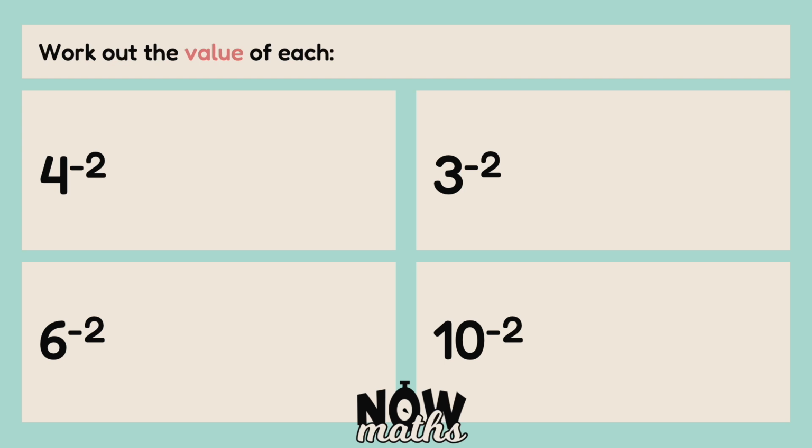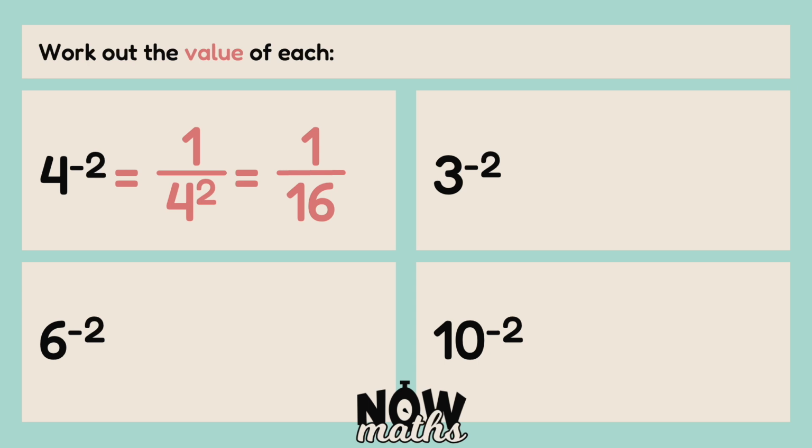For the first question, we need to take the reciprocal of 4, which is 1 over 4. And then the 2 part means that we need to square the 4, so we have 1 over 4 squared. We can now simplify this by squaring 4, and 4 times 4 is 16. So our final answer is going to be 1 over 16.